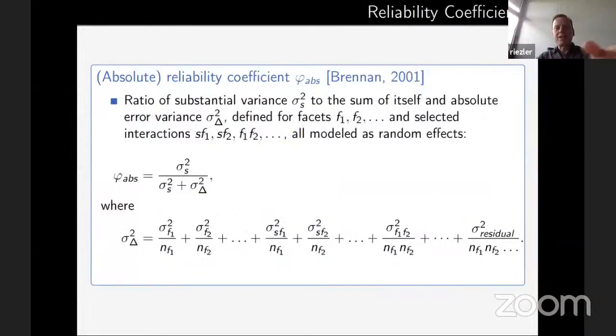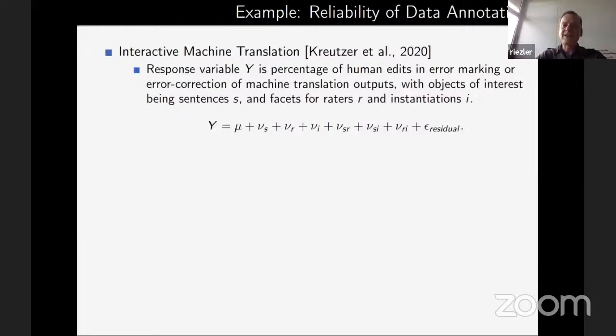And then we compute the reliability coefficient that is defined in the same way as the ICC before. We have to make sure that the variance of the object of interest is the greatest. So let's look at an example for data annotation. So this measure is supposed to replace measures like Krippendorff's alpha and Cohen's kappa, Scott's pi, and so on. So the linear mixed effects model takes as effects the sentence, the rater, and the instantiation, and all interactions between sentence rater, sentence interaction, rater interaction.